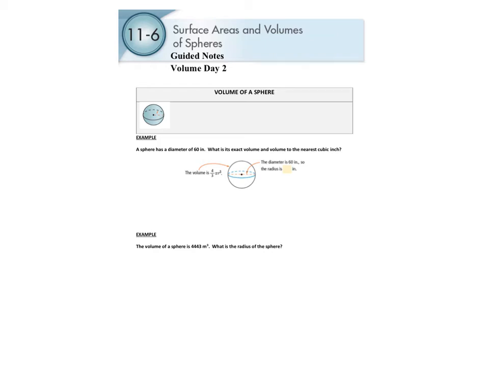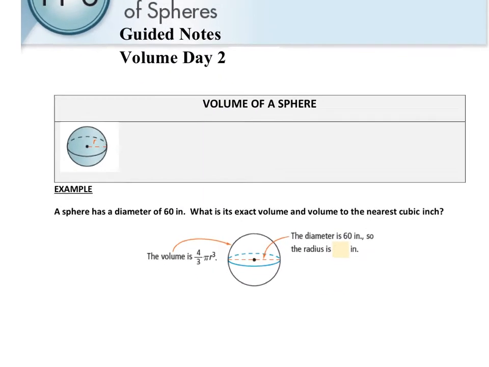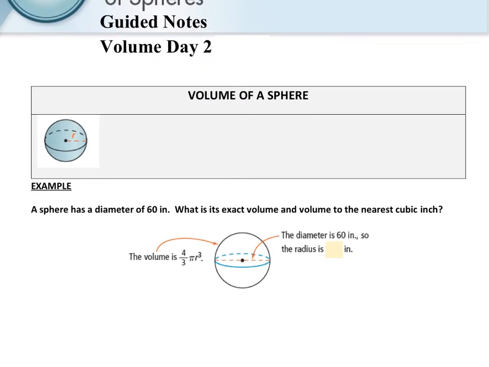All right, and our last volume notes here is going to be talking about the volume of a sphere. So the volume of a sphere, our formula is volume equals 4/3. If you remember with the cones and the pyramid, we were talking about 1/3. This is 4/3 for a sphere. 4/3 times pi r cubed.